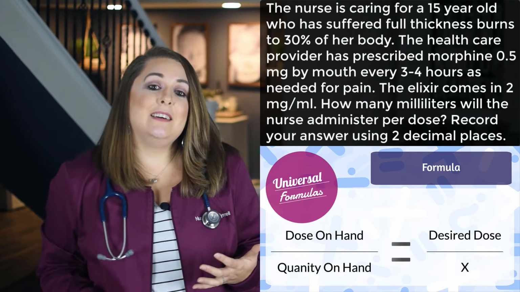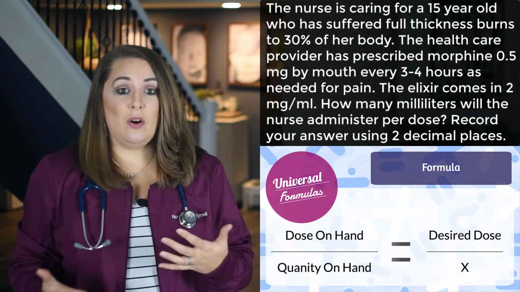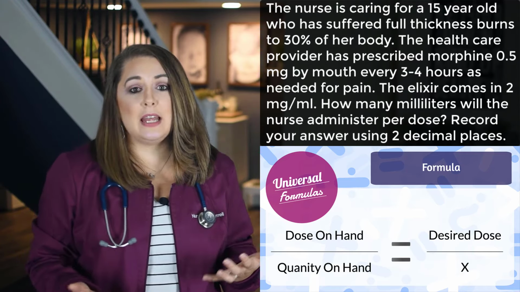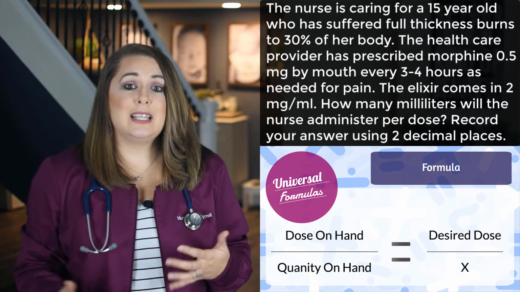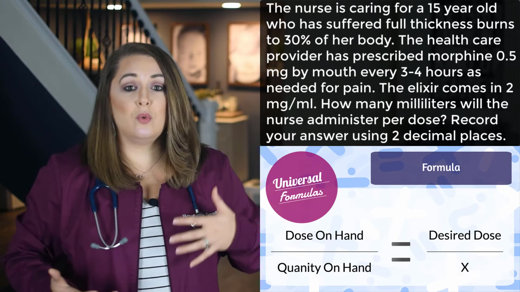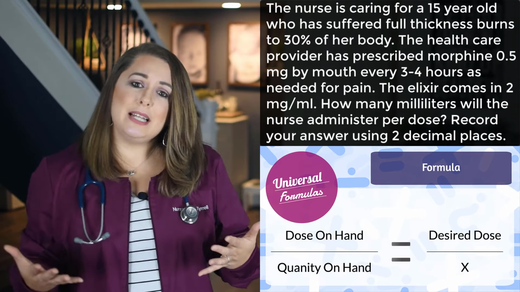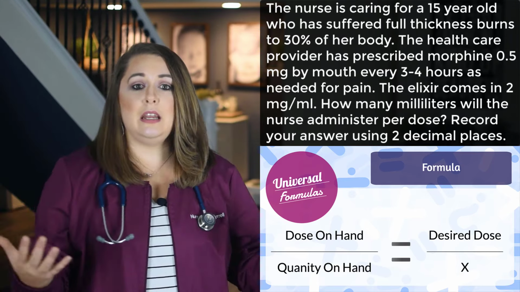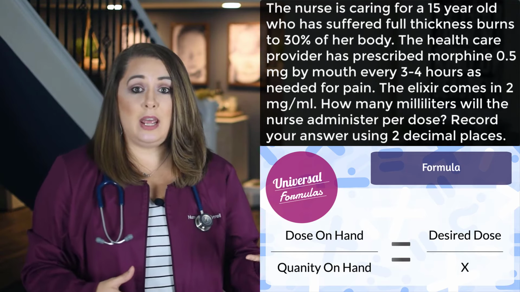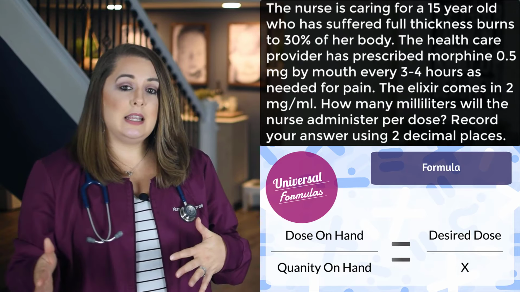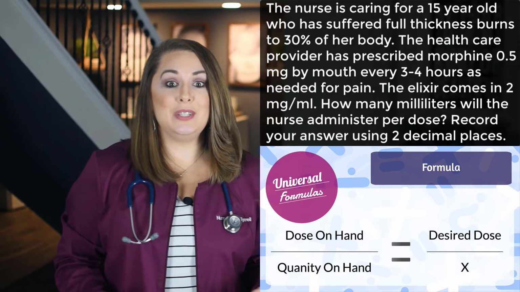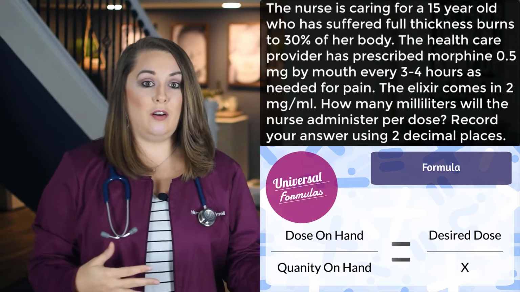All right, so let's identify our dose and quantity on hand. In order to find the dose and quantity on hand, you're going to look for keywords like the medication comes in, or the package reads, or the pharmacy sent you, or it might say the dose is supplied in. So look for those key phrases to determine your dose and the quantity on hand. For this question, it states the elixir comes in 2 milligrams per ml. So that's going to be our dose and the quantity on hand that we will need for our formula.